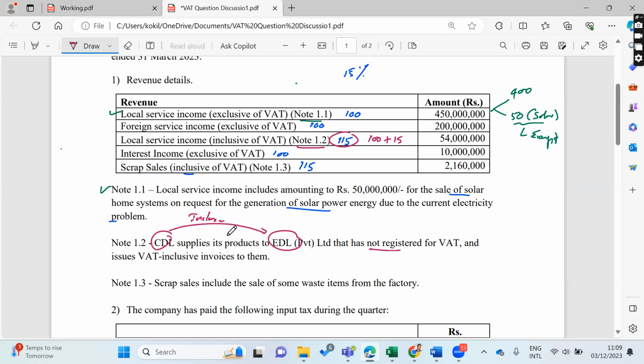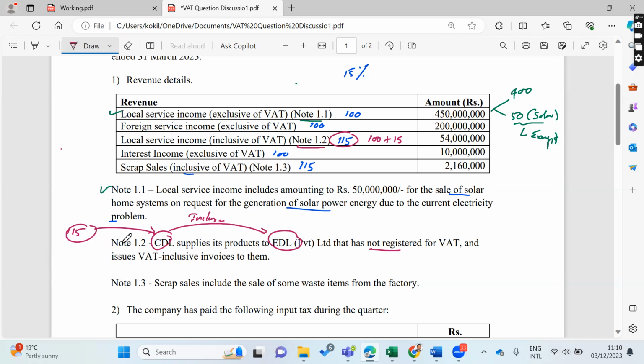Therefore, you are making invoices to other parties who are not registered for VAT, but since CDL has registered, they have to issue invoices including the VAT component, right? Then they will not declare separately, they will just declare 150, the full amount.